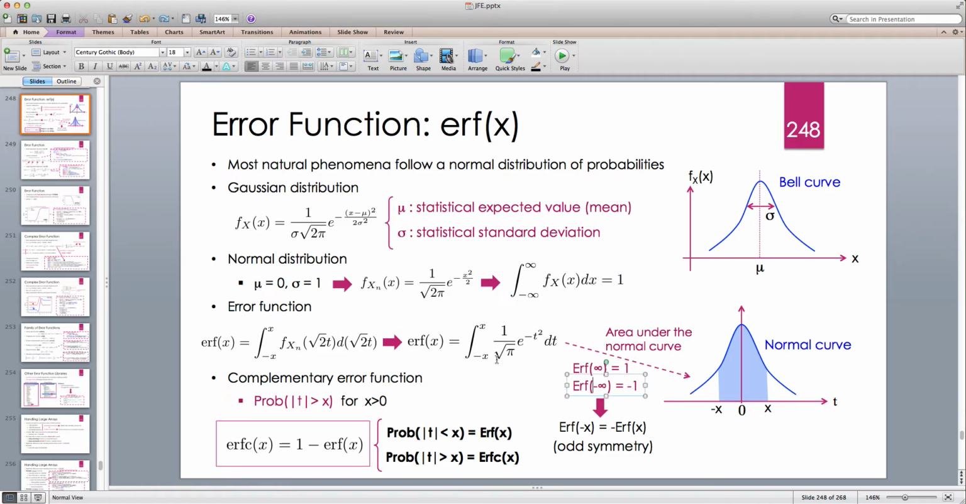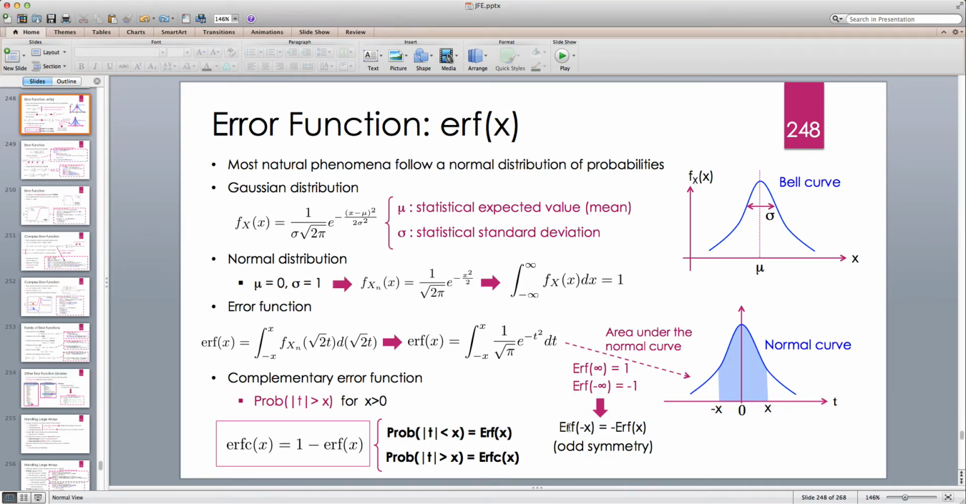And then if x goes to negative infinity, so if I set x to negative infinity, I end up with plus infinity to minus infinity, and this function is an even function, so this becomes the negative of the error function of infinity, which is 1. So the error function at infinity should reach 1, and the error function at negative infinity should reach negative 1.